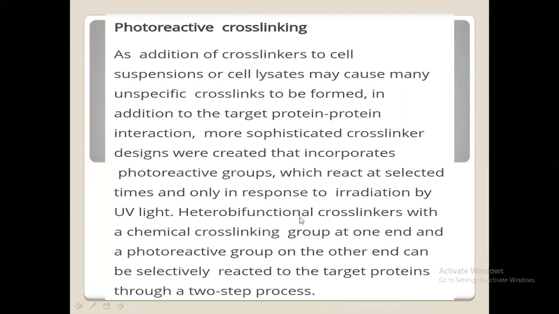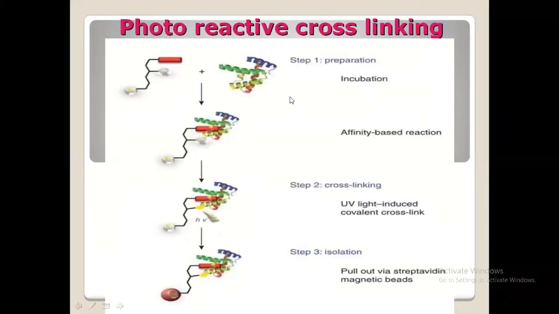Heterobifunctional cross-linkers with a chemical cross-linking group at one end and a photoreactive group on the other end can be selectively reacted to the target proteins through a two-step process. That is, both chemical cross-linking and photoreactive cross-linking can be done in the same protein, but at two different ends. It's a two-step process. Here you can see how photoreactive cross-linking is done on a protein.